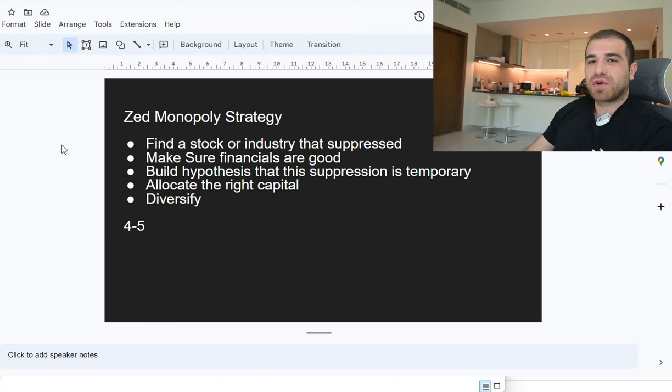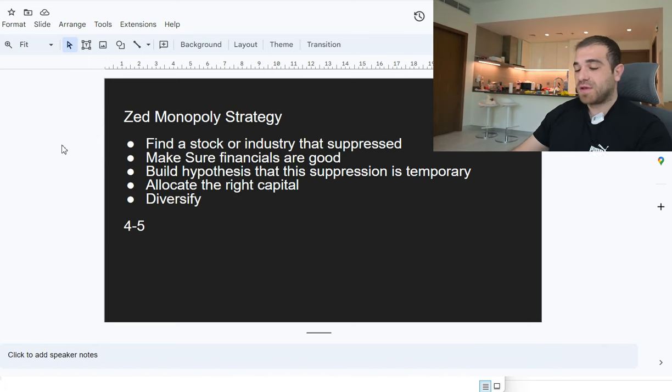Make sure financials are good. That's not easy. Most people don't know what to look at in financials. You know, what are we looking at here exactly? Build a hypothesis. I guess that's self-belief. Building a hypothesis is self-belief. Allocate the right capital.